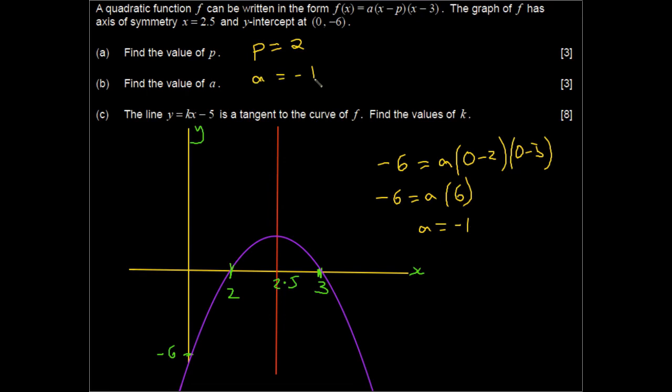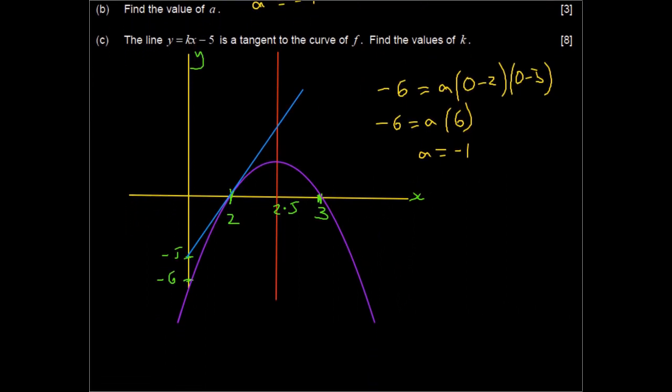Alright, then next part, it says the line y is equal to kx minus 5 is the tangent of the curve at x. Find the values of k. So we're going to have a tangent which has got to cross at this point down here, negative 5. So our tangent is going to look something like, another colour here, something like that. It's just going to touch the curve at one single point there, go through the point negative 5, and so what we're going to want to do is to work out the gradient of this blue line which I've drawn. That's the tangent to curve f. We're going to find values of k.